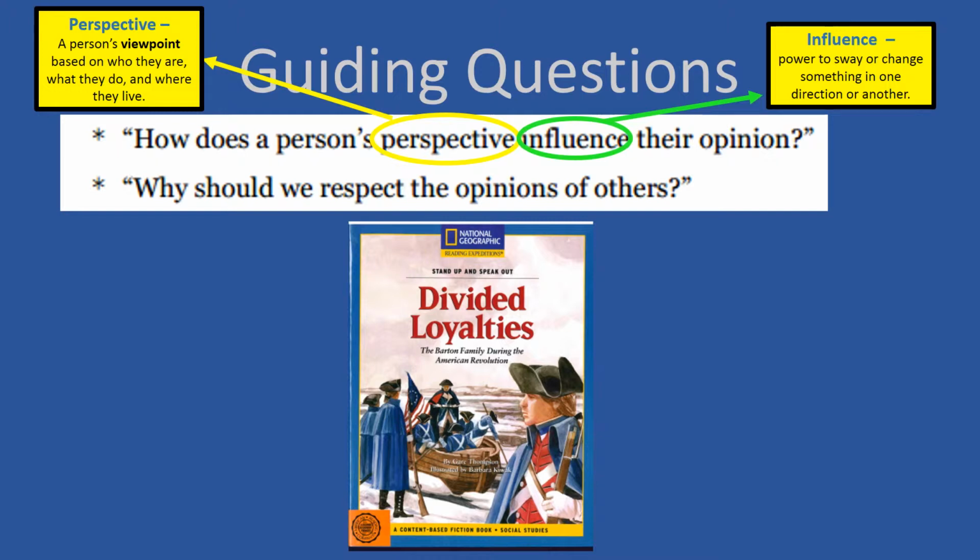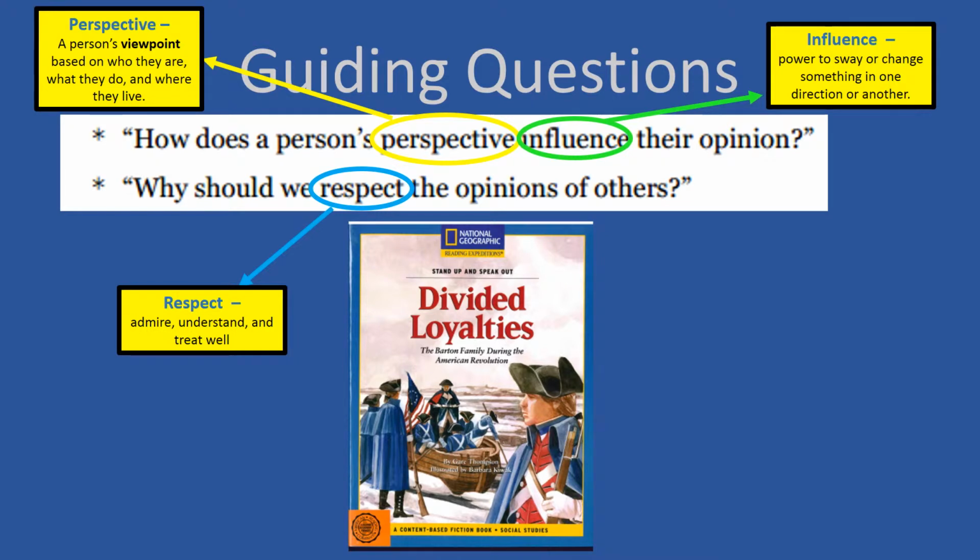That's what that first question is asking, and we're going to look at it in the context of the American Revolution, whether or not people were patriots or loyalists. The second guiding question is: why should we respect the opinions of others? Respect, of course, means to admire, understand, and treat well.